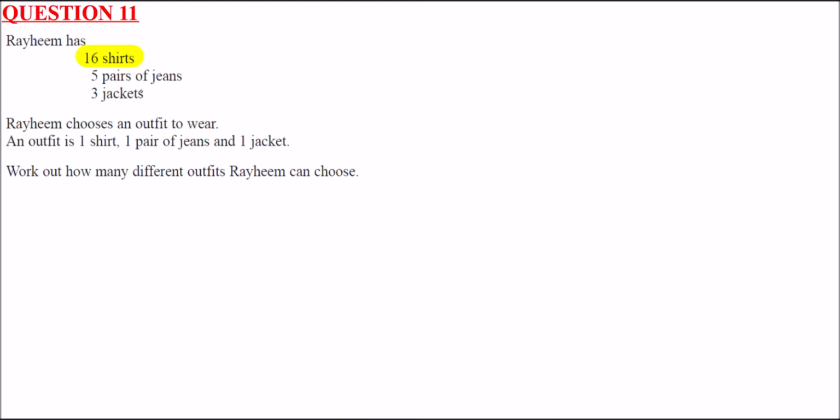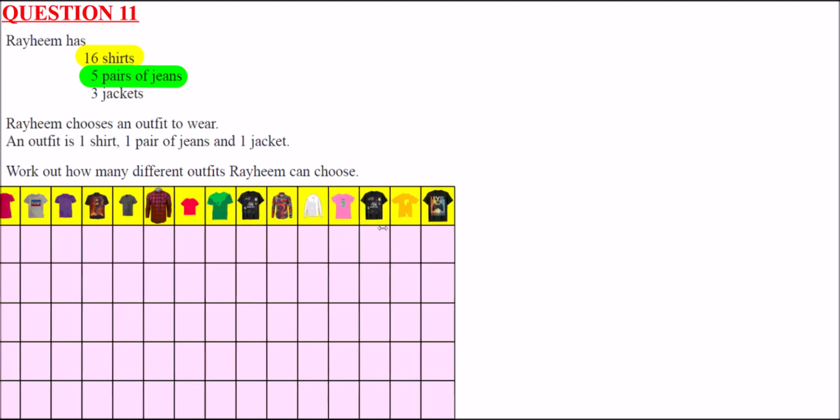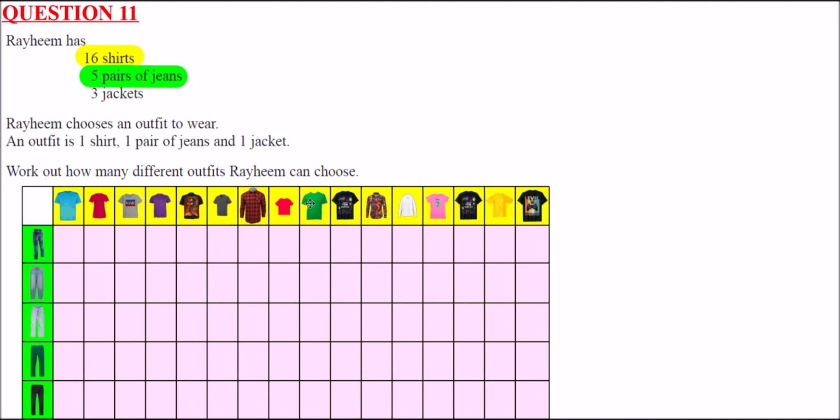16 shirts and 5 pairs of jeans. Imagine before he puts his jacket on how many different combinations he could have. Imagine his 16 shirts lined up in his cupboard or wardrobe and 5 pairs of jeans hanging up on a rack. You might have something that looks a bit like this to choose from. His shirts along the top, shirts and t-shirts, and 5 lots of jeans there.